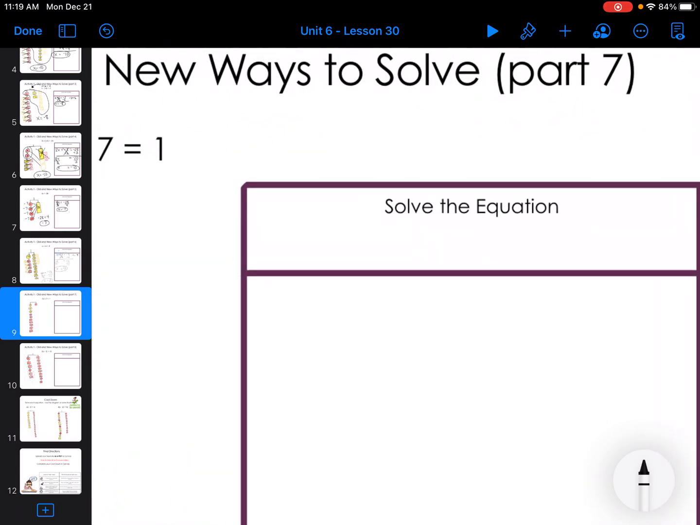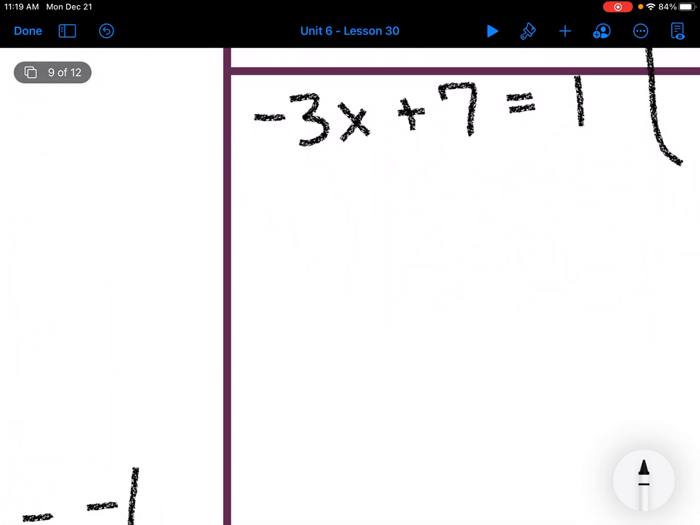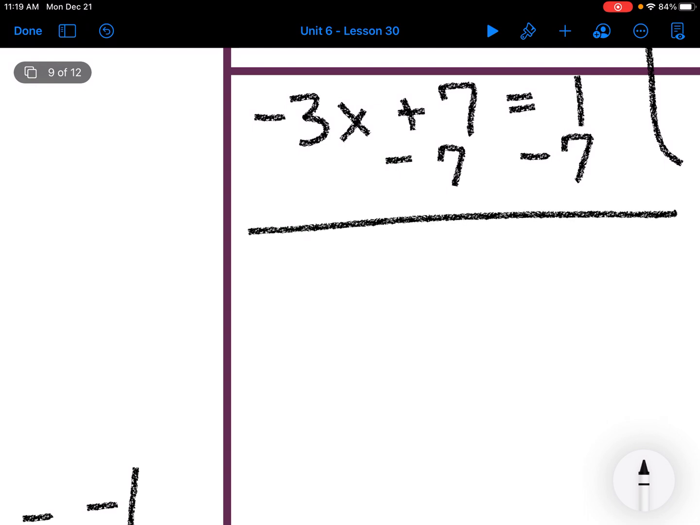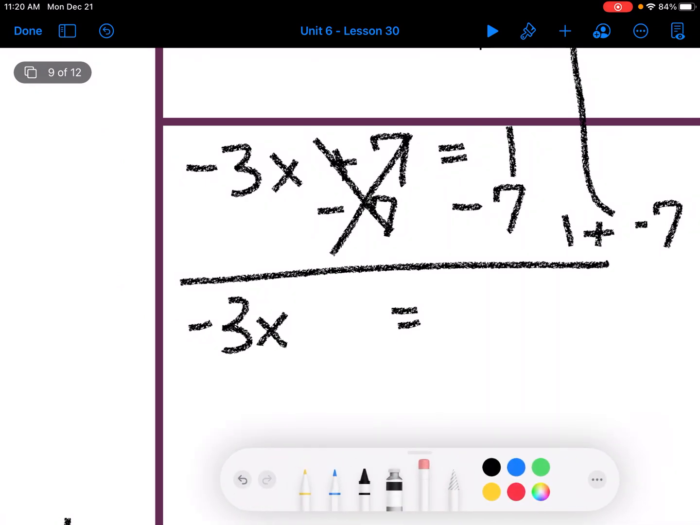So now I'm going to solve it traditionally. Negative 3x plus 7 is equal to 1. So I'm going to subtract 7 or add a negative 7, zero out, and I'm left with negative 3x equals, and this says 1 plus a negative 7. Signs are different. You subtract and take the sign of the larger absolute value. So you're left with negative 6.